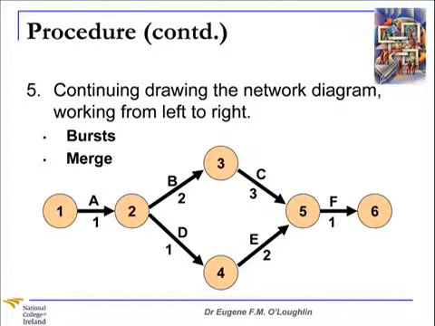A burst occurs when a single node is followed by two or more activities. So you can see in our diagram here that node number 2 is followed by two activities. They are activities B and D. So this represents a burst.